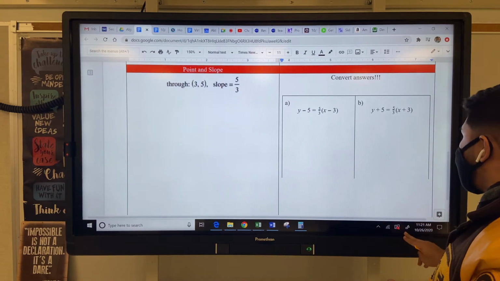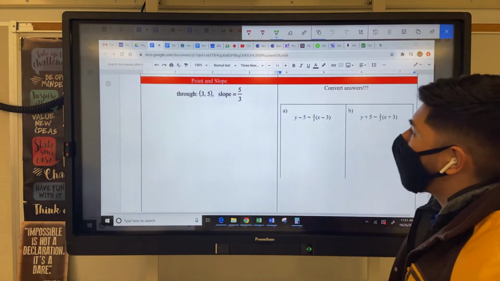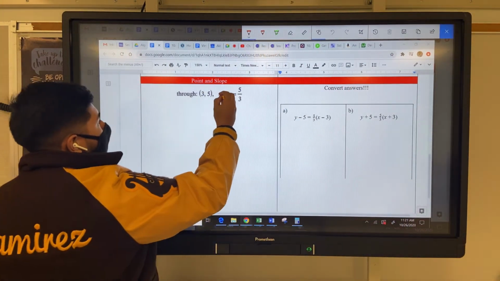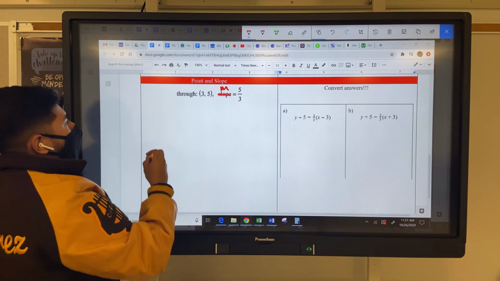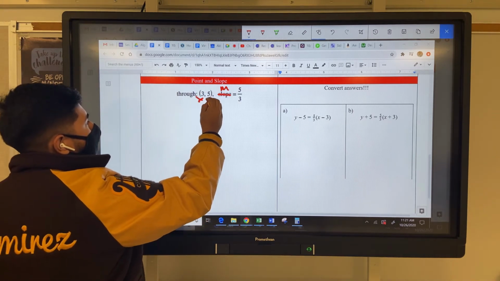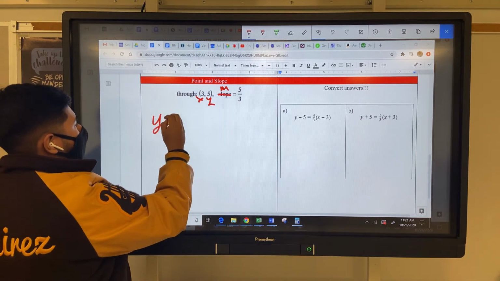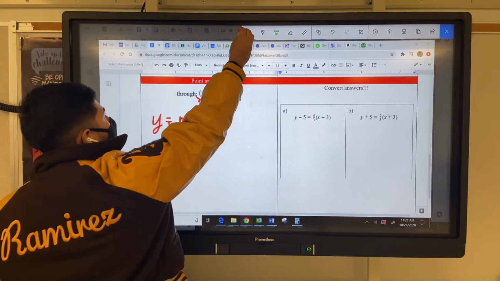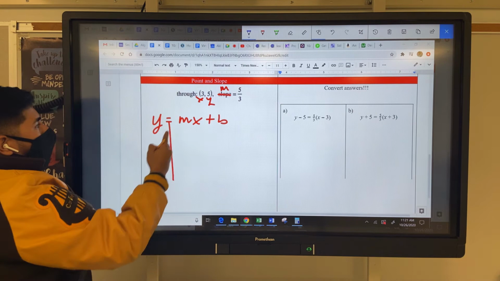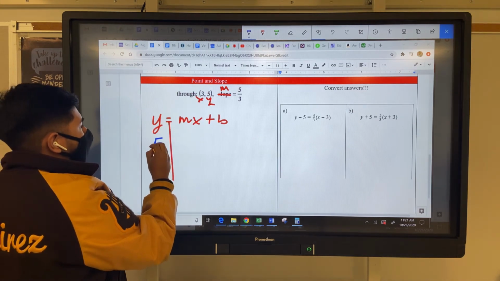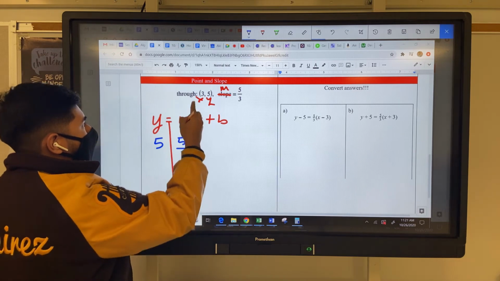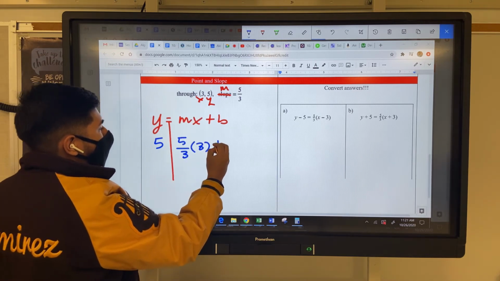Point and slope. So this one's a little bit easier since they already gave me the slope. So we just work it out. Slope is my m value. 3 is x, 5 is y. So let's just work it out. y equals mx plus b. Who's my y value? 5. m value, 5 over 3. x value, 3 plus b.